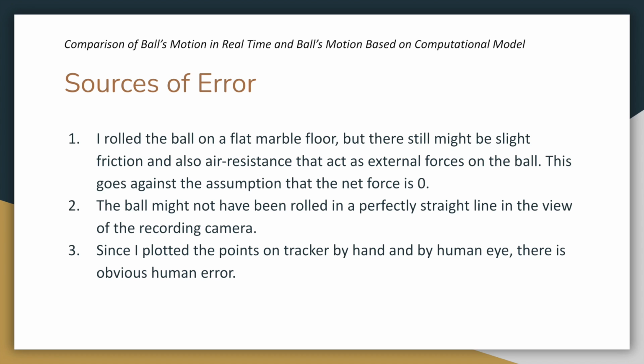One reason for the difference in the graphs is that I rolled the ball on a flat marble floor, but there still might be some slight friction and also air resistance that acts as external forces on the ball. This goes against the assumption that the net force is 0, hence the ball is slowed down in the experimental model compared to the computational model. The ball might not have been rolled perfectly in a straight line in view of the recording camera, and also, since I plotted the points on the Tracker by hand and by human eye, there is obvious human error.